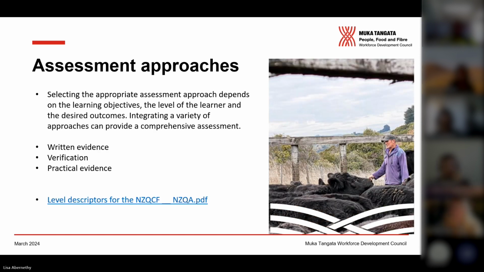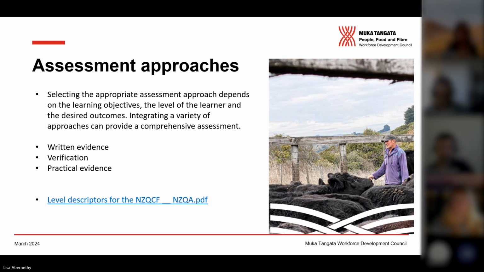So some of the approaches for assessment. Selecting an appropriate assessment depends on the learning objectives, obviously, the level of the learner and the desired outcomes. So integrating a variety of approaches can provide a comprehensive assessment. So generally, DKO, or demonstrate knowledge of, or a theory PC is where they ask generally to identify, describe, or explain. So generally, these are questions and answers.